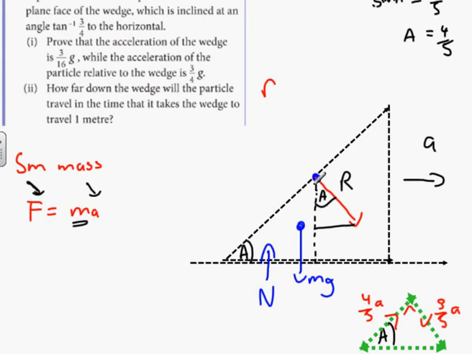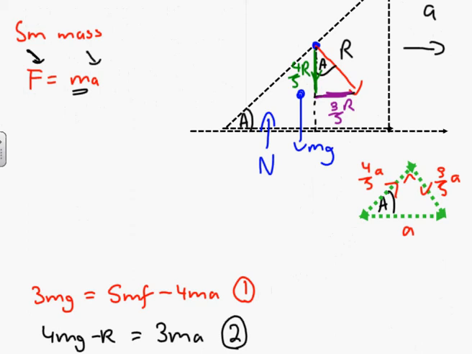Now, what does that mean about this green part here? Anybody tell me what it is? R cos A, otherwise known as 4 over 5 R. And then this purple part here, R sine A, otherwise known as 3 over 5 R. Cool. Okay, now we go down and we make a formula.